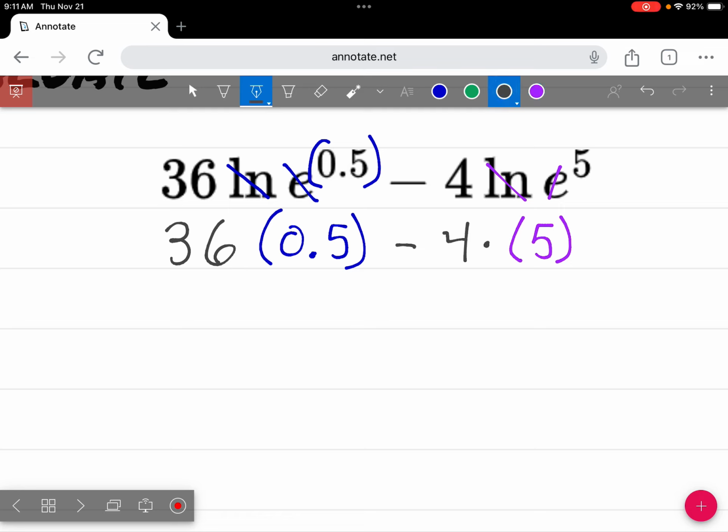36 times 0.5 gives us what? 18. 4 times 5 gives us 20. 18 minus 20. I ask such hard questions sometimes. Oh my gosh. 18 minus 20, the hardest question.